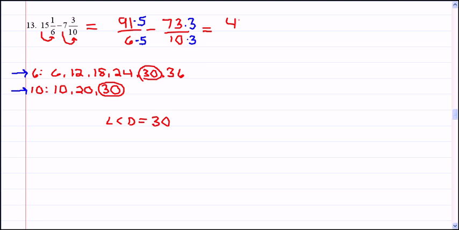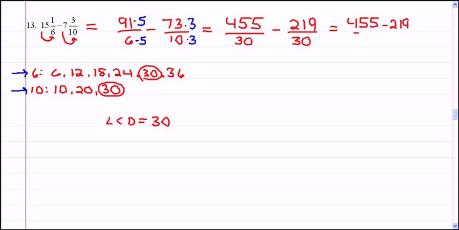So that I have 455 over 30 minus 3 times 73 is 219 over 30. And if I take 455 minus 219, 455 minus 219 is equal to 236.